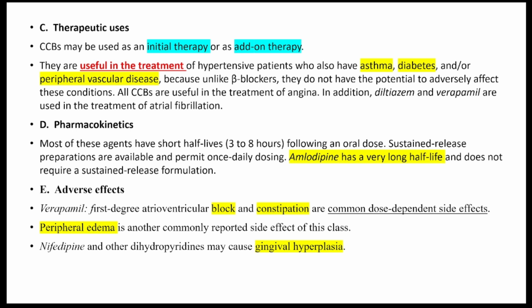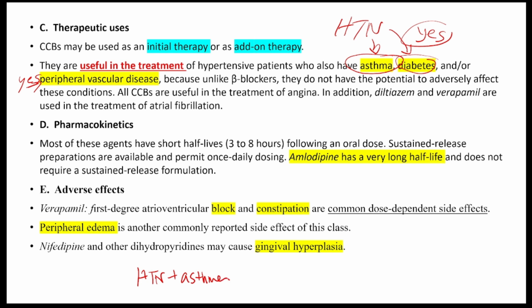This medication, CCB, calcium channel blocker, could be used safely in patients who suffer from asthma, diabetes. A question here: can we use a calcium channel blocker in patients with asthma and diabetes? The answer is yes, but there is no added benefit or value. Can we use it for patients who suffer from peripheral vascular disease? Yes. So this maybe a good answer here for patients with hypertension plus asthma, or diabetes, or peripheral vascular disease.